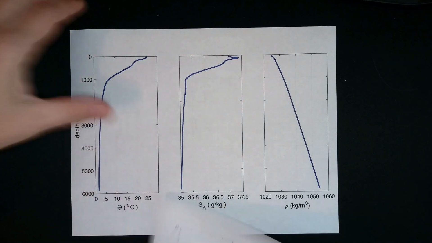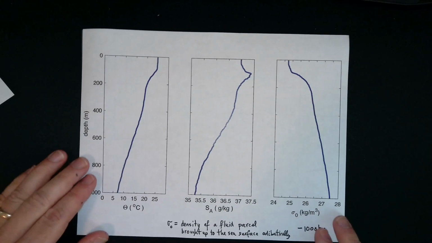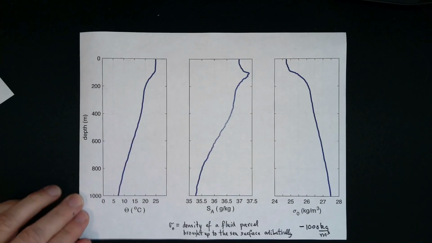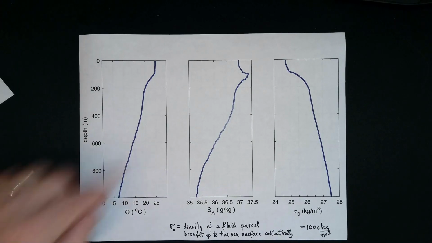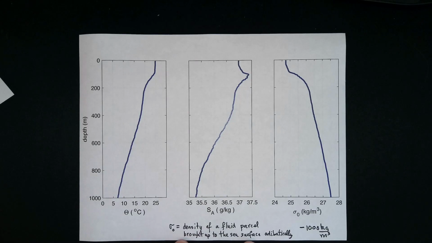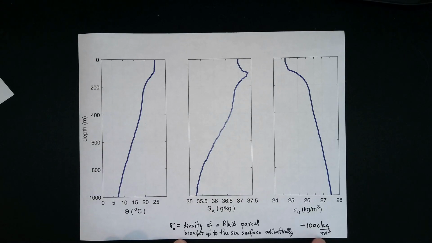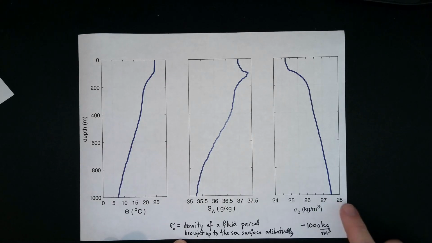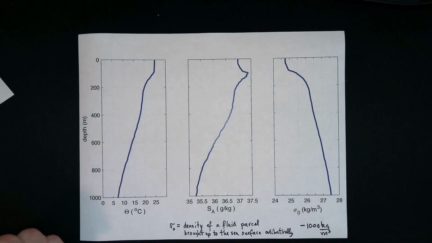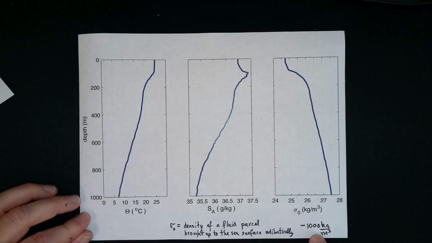I want to show you another plot. It's a zoom in of the variables in the top 1,000 meters, which is known as the thermocline in the ocean. And we still have depth going from 0 to 1,000 meters. We still have the potential temperature and the absolute salinity. Those are the same. In this case, we plotted the sigma naught value, which is the density the fluid parcel would have if it was brought up to the surface adiabatically. And we subtract 1,000 kilograms per cubic meter to have numbers in a more reasonable range. So it's just something to remember. The density of fresh water is about 1,000 kilograms per cubic meter under normal conditions, and so we just subtract 1,000 off.